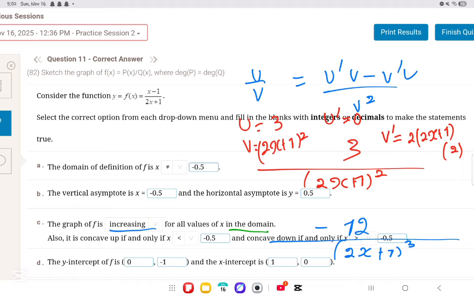So now, again, I will choose my domain, okay, as my root, okay?